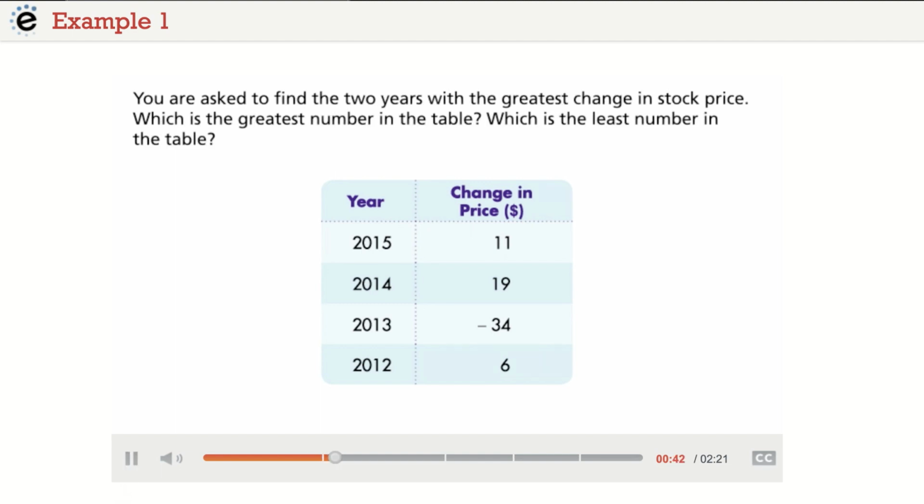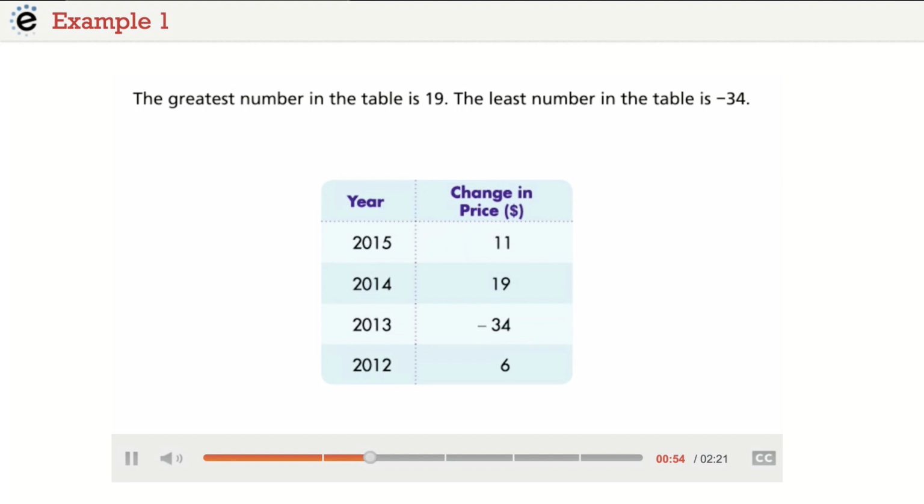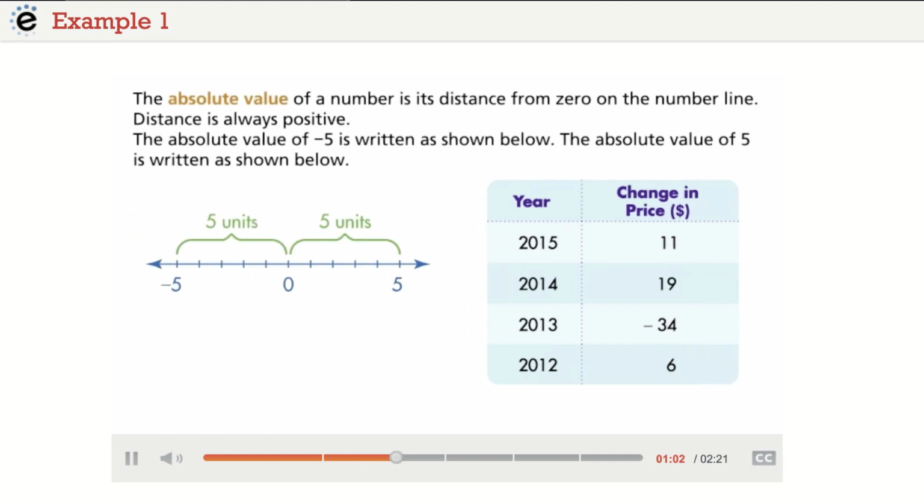You are asked to find the 2 years with the greatest change in stock price. Which is the greatest number in the table? Which is the least number in the table? The greatest number in the table is 19. The least number in the table is negative 34. The absolute value of a number is its distance from 0 on the number line. Distance is always positive. The absolute value of negative 5 is written as shown below. The absolute value of 5 is written as shown below.